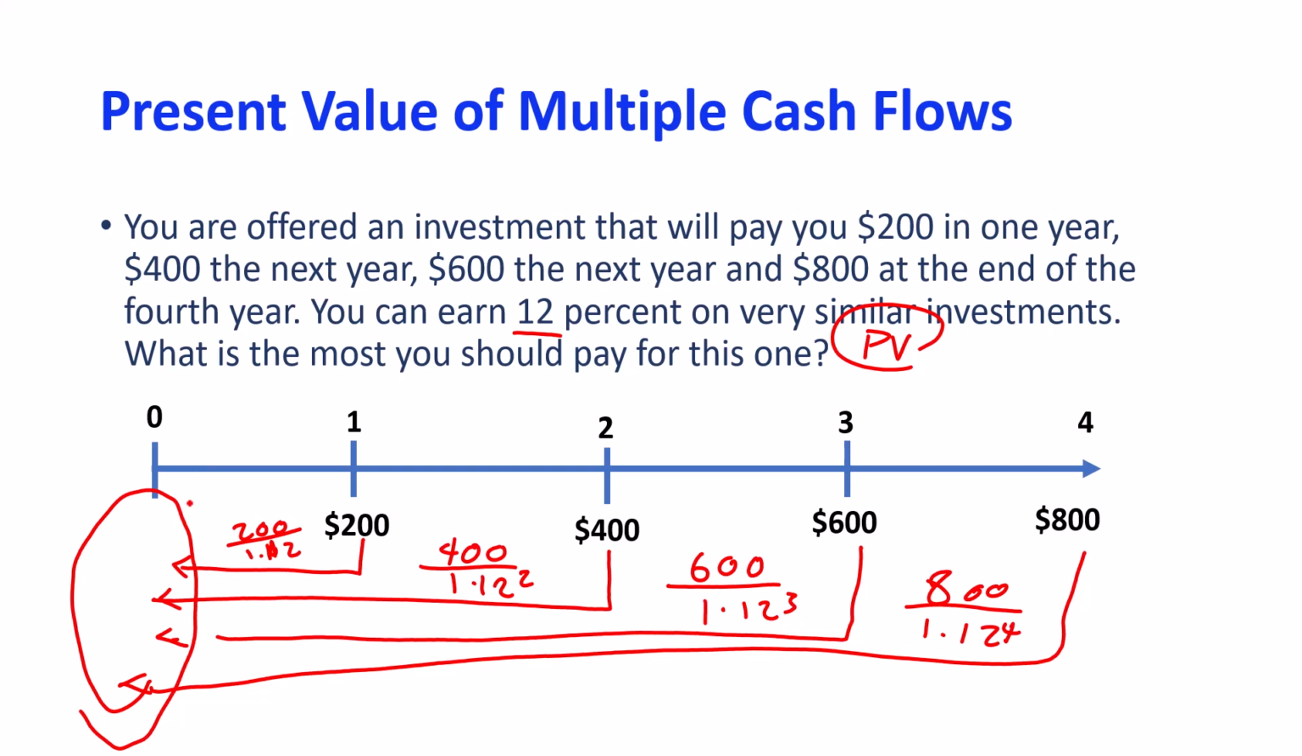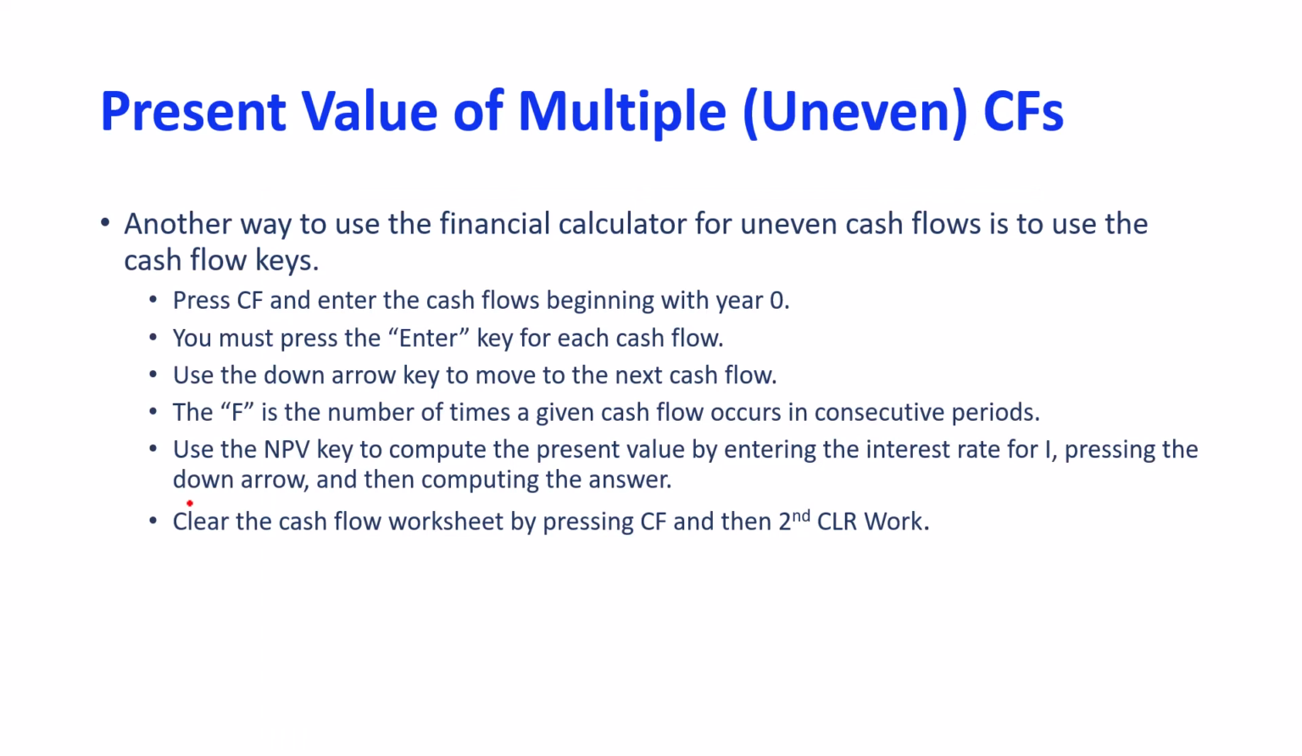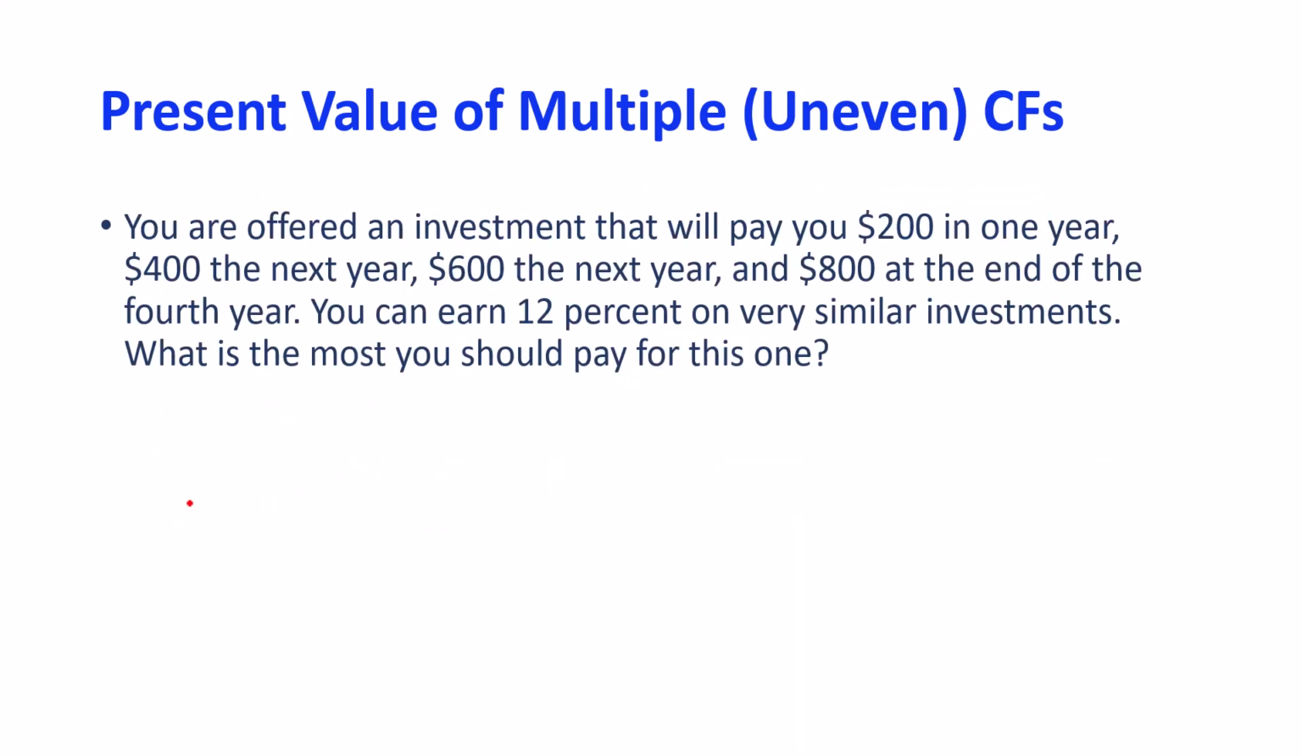Sometimes you may have to find a present value of 30, 50, or even 100 cash flows in the future. So finding the present values one by one can be very cumbersome. So we are going to rely on the tools that we have to find the present values. We can use Excel or we can use the financial calculator. I'm going to show you the financial calculator first, and then I'll present the Excel one.